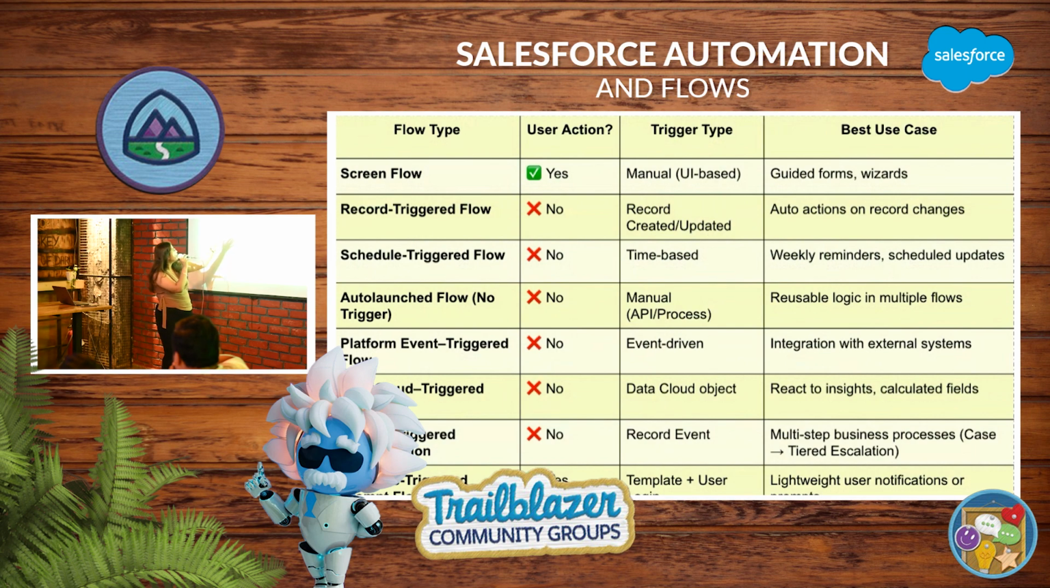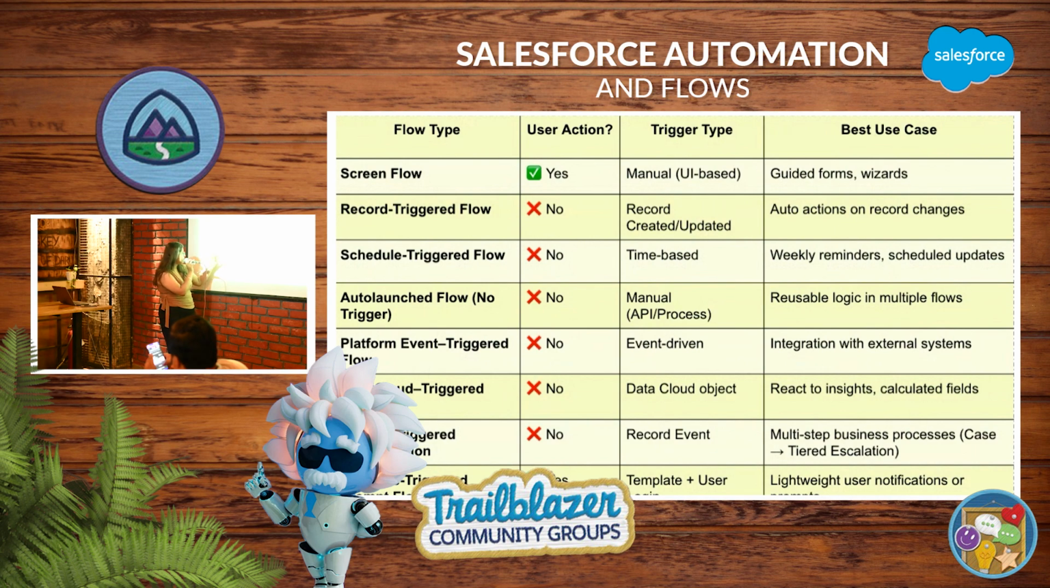Then trigger type. The screen flow is triggered manually whenever the UI is touched. Here, whenever a record is created or updated, the record triggered flow is triggered. Then the schedule triggered flows are triggered on some time basis. Let's say after 1 week the task is created, send a reminder email. For that kind of situation, I'll create the schedule flow. Then we have autolaunched flow, which is invoked or triggered by some other APIs, processes, or flows.